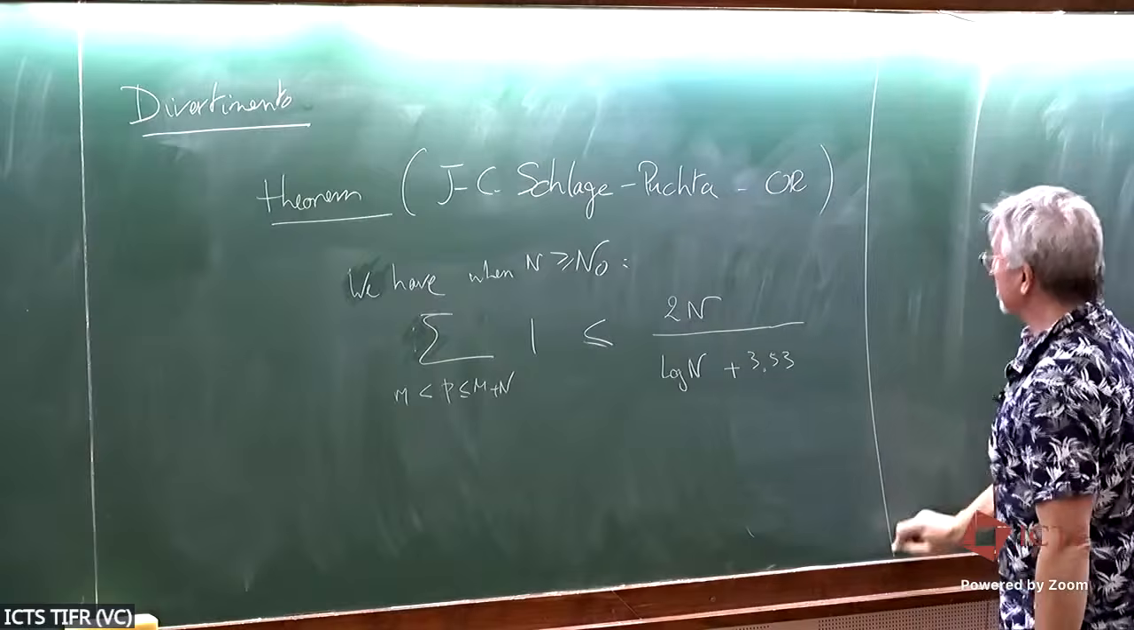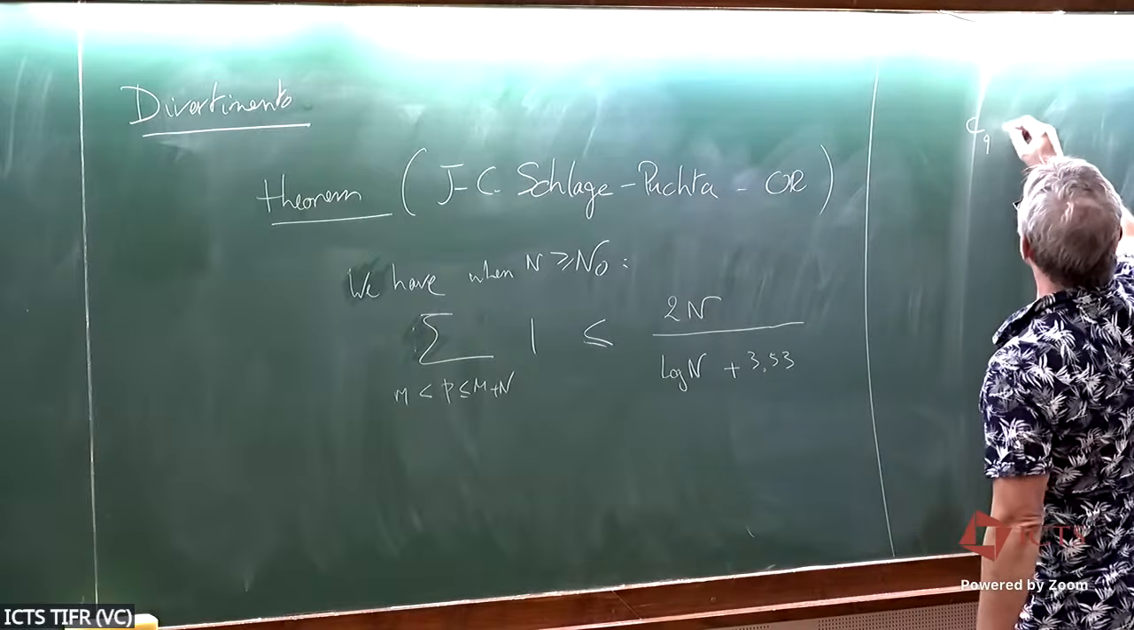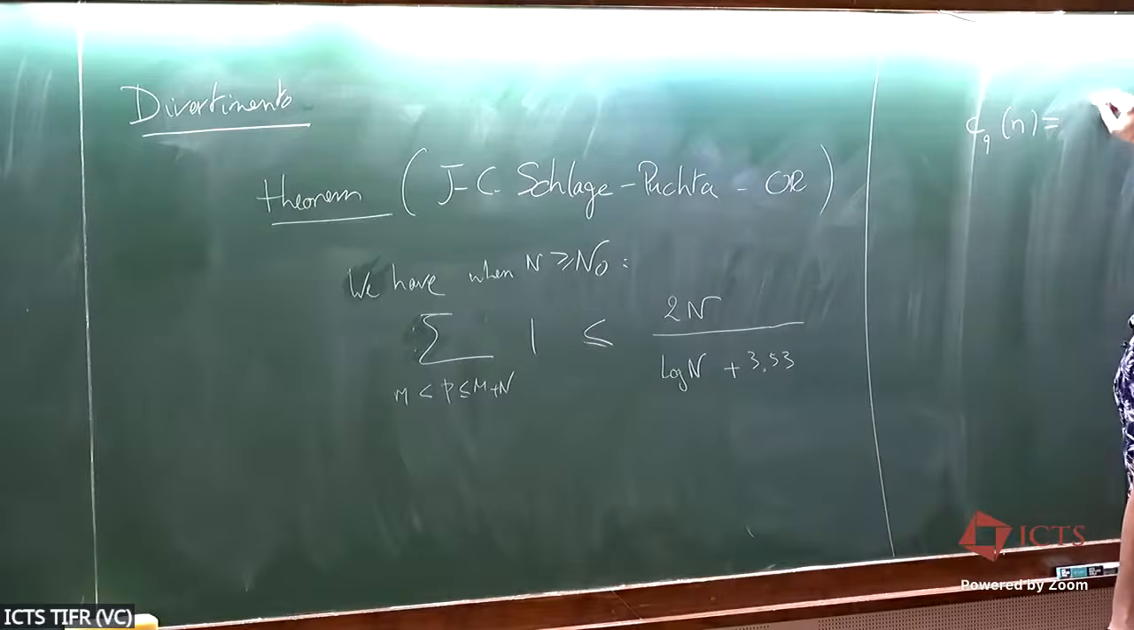And also it's good for this auditorium because we are looking at the Ramanujan sum. c_q(n) is a Ramanujan sum.